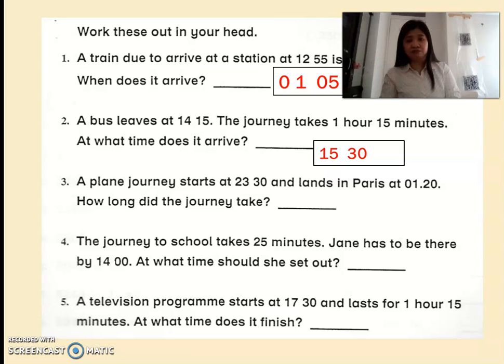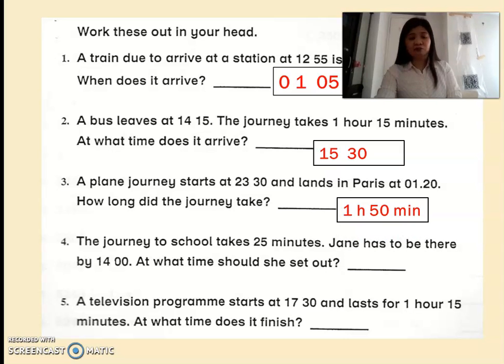there are 50 minutes. Am I right? Okay. Because 24:30 plus 30 will be 1 hour, which will be 1 o'clock. And then 1:20, plus 20. So 30 plus 20 equals 50. Therefore, the duration will be 1 hour and 50 minutes.